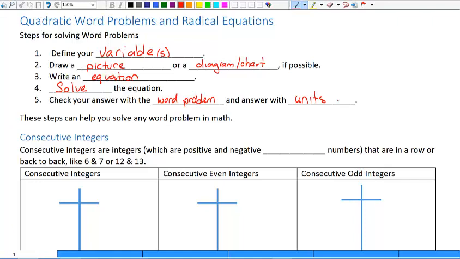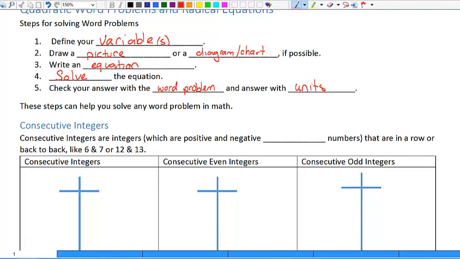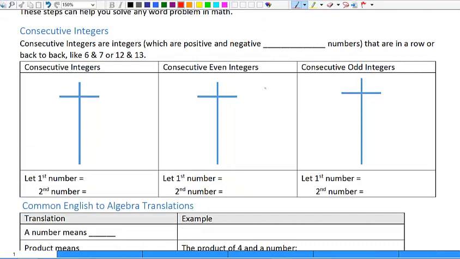Before we actually start tackling them, I have a couple things that I'd like to talk to you about. One of them is consecutive integers. So we need to know what they are because lots of word problems use consecutive integers, and you need to know what that is. So consecutive integers, well, they are integers, and just to remind you what integers are, they are positive and negative whole numbers that are in a row or back to back. Kind of like 6 and 7 are consecutive integers, or 12 and 13 are consecutive integers.